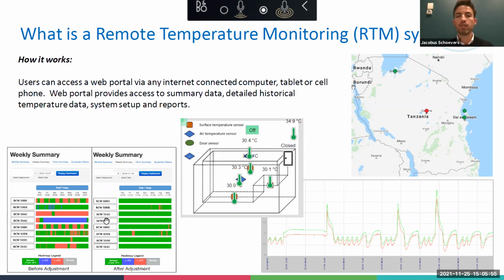You'll also get the ability to download the data into report forms. As you can see on the right-hand bottom, you can see a detailed graph of the temperature data. You can see in the middle where the sensors are installed inside a particular piece of equipment. And then you get summary data as well that gives you a big overview of what's happening with the system overall in the country.